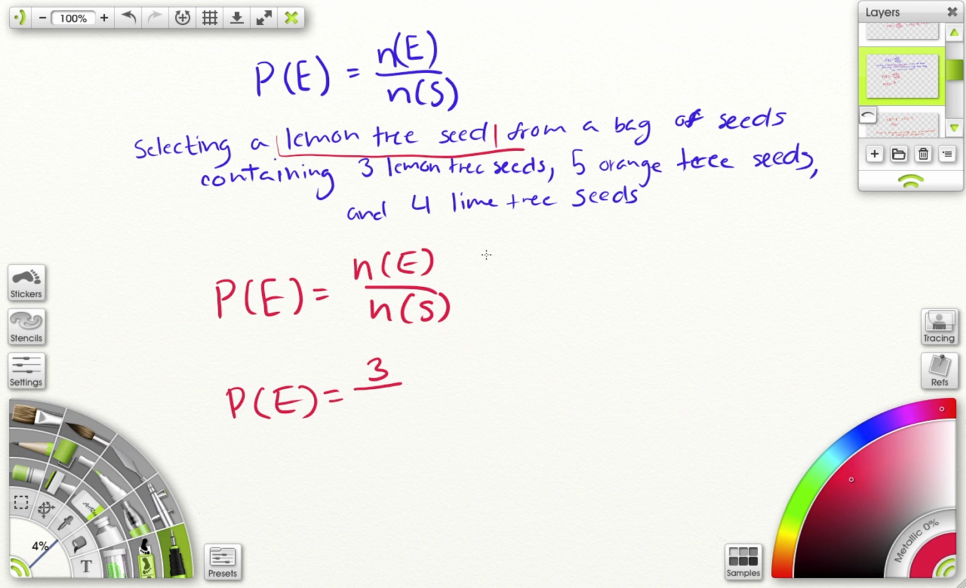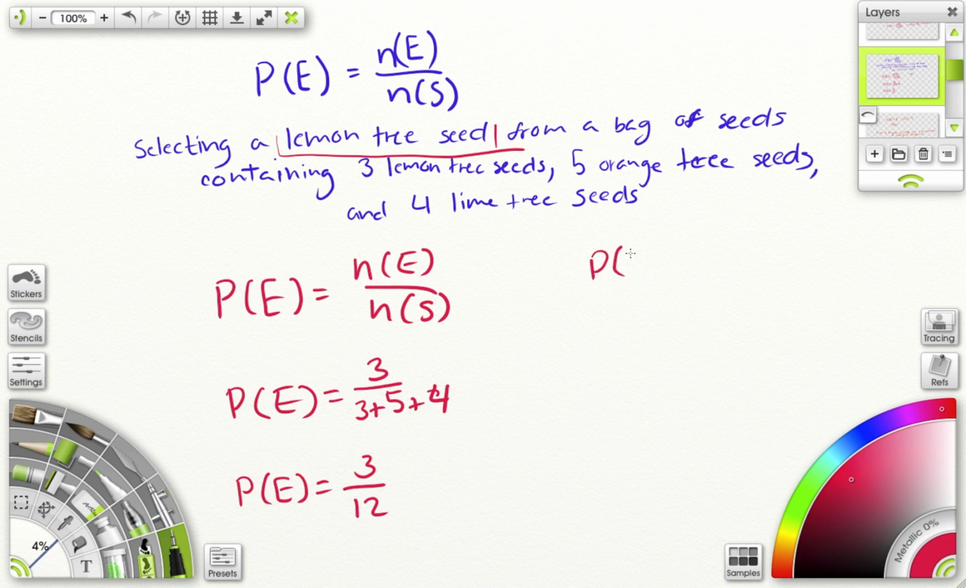Out of how many total? We need to figure that out because we have 3 lemon tree seeds, 5 orange tree, and 4 lime tree. So I have to do 3 for the lemon tree plus 5 for the orange plus 4 for the lime to get the total amount of seeds. So P(E) equals 3 over 12. All right, then I do my next step, 3 divided by 12.